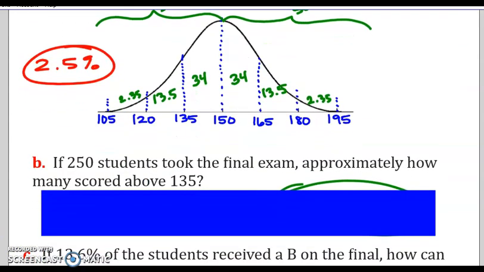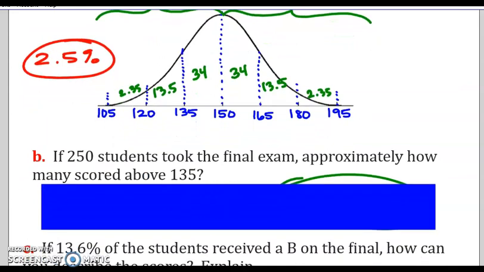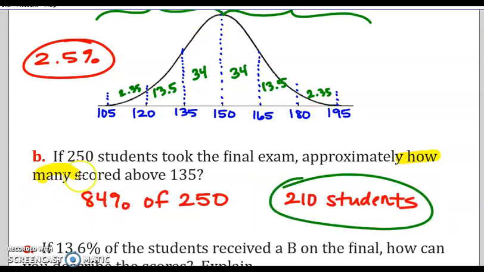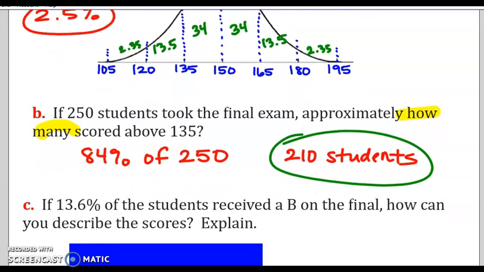Then it said if 250 students took the final exam, how many? And remember the key phrase here is where it says how many, not what percent, how many scored above a 135. So this whole region right here, basically 50 plus another 34%. So if we do that, we would get 84% of 250, 0.84 times 250, and go from there.